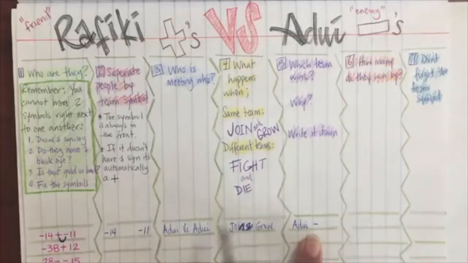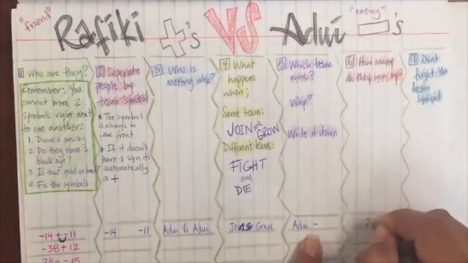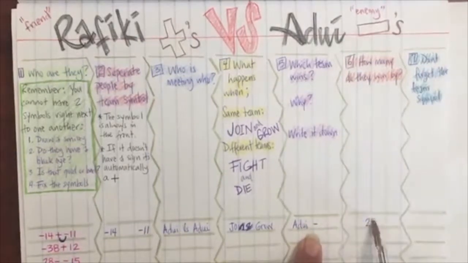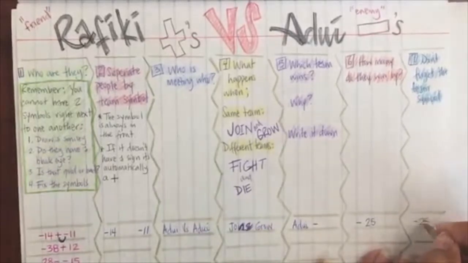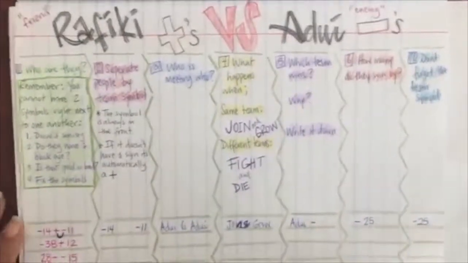Alright, how many do they win by? Well, how many friends do you now have? You had 14 meeting 11, so now you have 25 Aduis. Remember, don't forget the symbol, right? So it's Adui, which is negative. So the answer is negative 25.